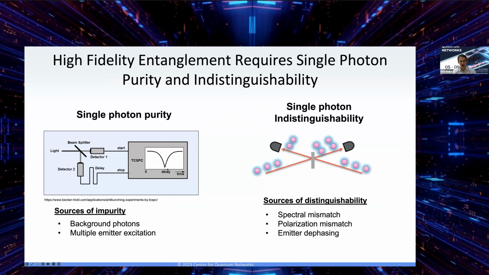And typically, the purity of the single photons is limited by background photons, so background light that you collect, background light from the substrate. If you're using, for example, a solid state emitter that's embedded in a host crystal, that crystal may emit or fluoresce, or multiple excitations. So you're using too long of an excitation sequence. Oftentimes, we excite these emitters with optical pulses. If the pulse is too long, there's a chance you'll multiply excite the emitter. That will also degrade the purity.